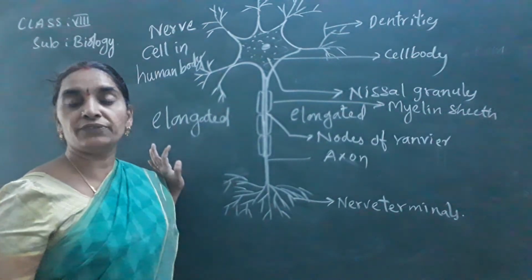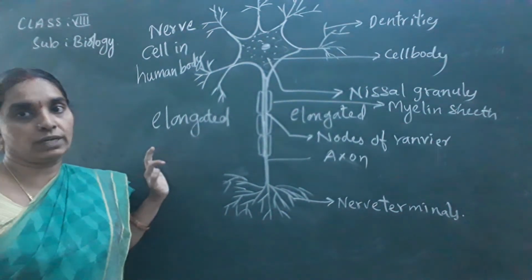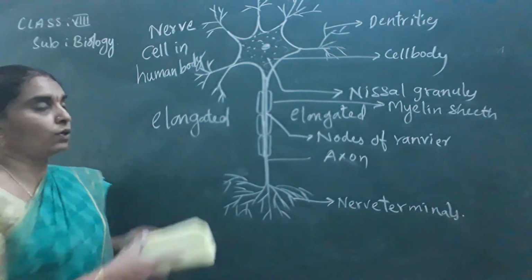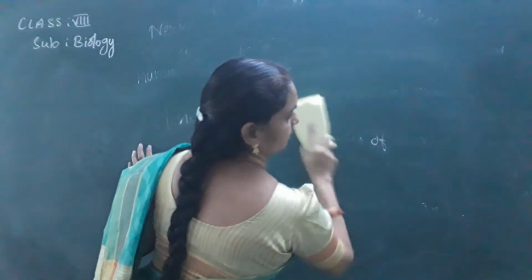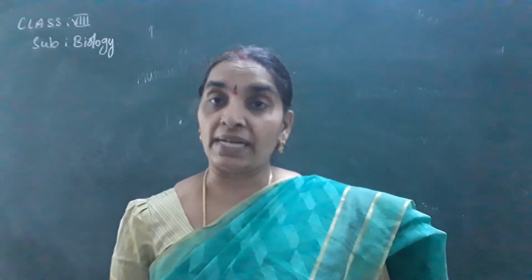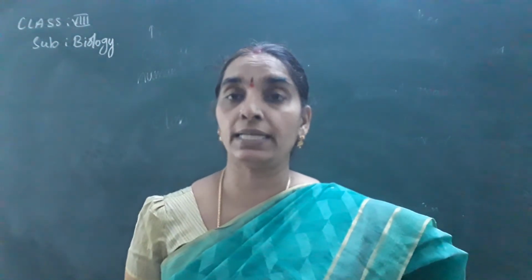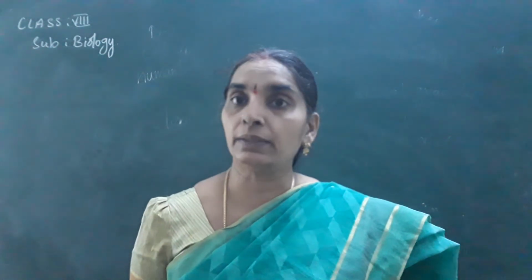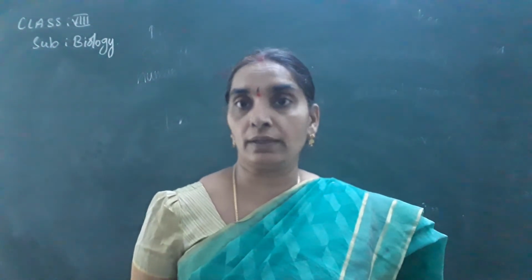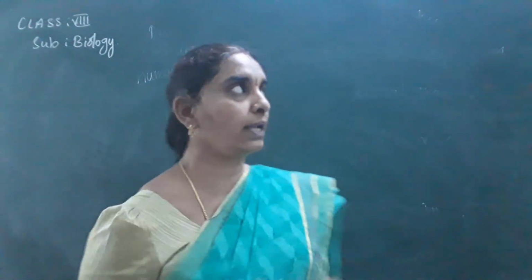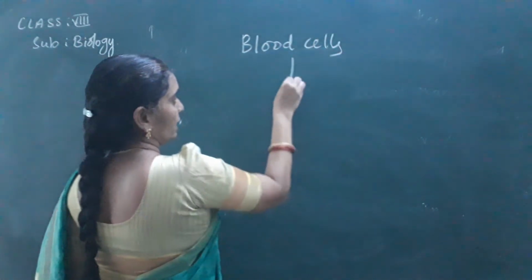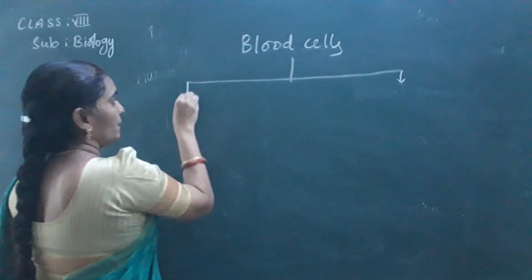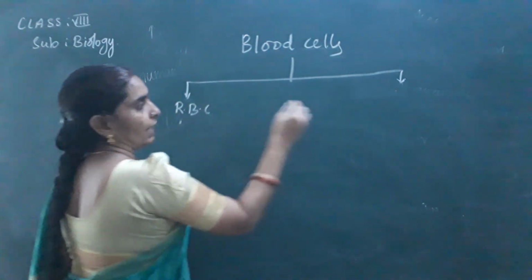Now you will see the different types of blood cells in our body. What are the different blood cells in our body? Blood cells in human beings are of three types: RBC, WBC and thrombocytes. RBC are red blood corpuscles, also called red blood cells.